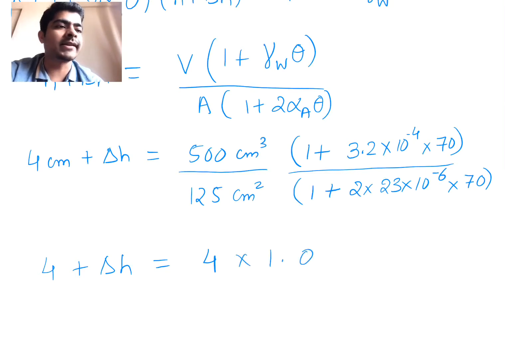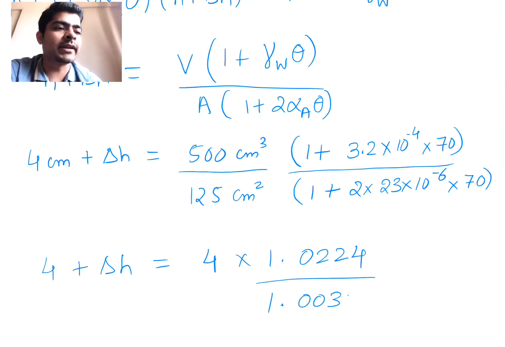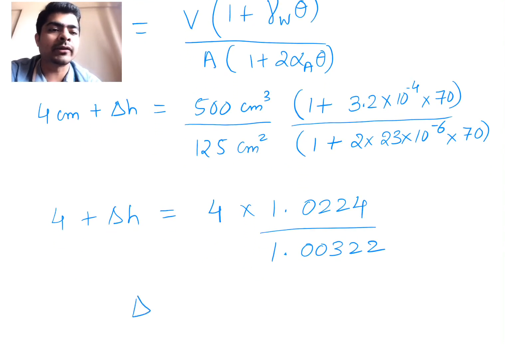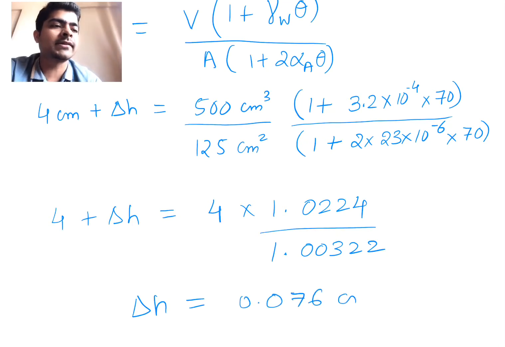Then this will be equal to 4 into 1.0224 divided by 1.00322. From this equation now we can calculate delta H. So delta H will come out to be equal to 0.076 centimeter.